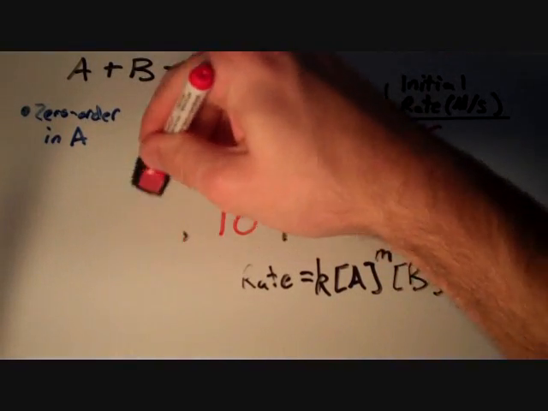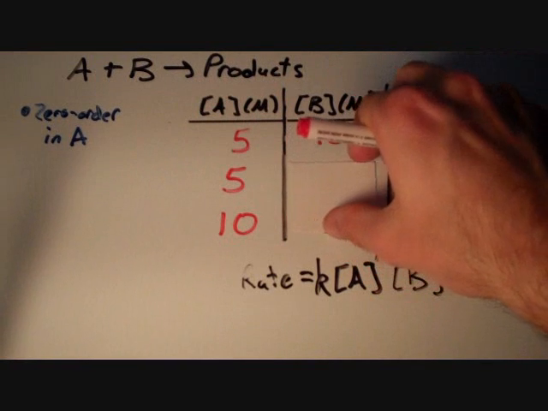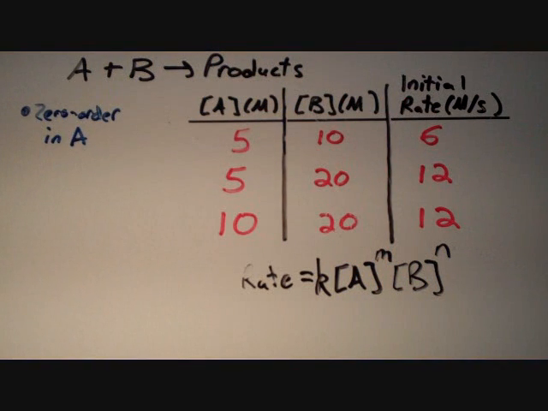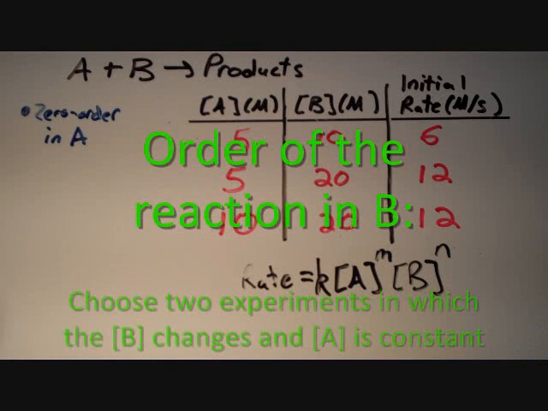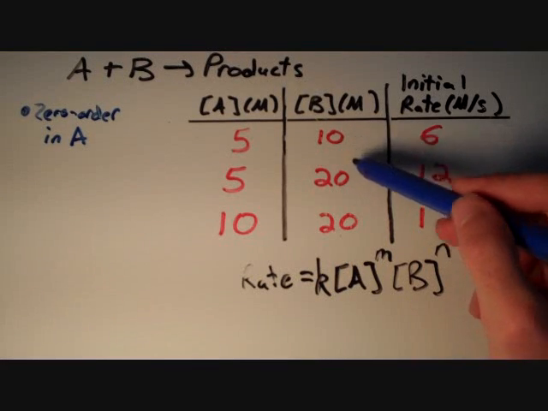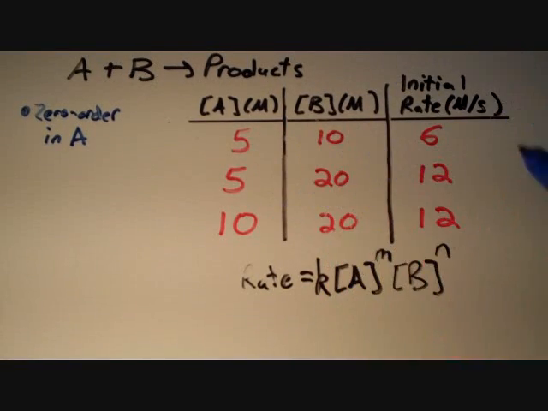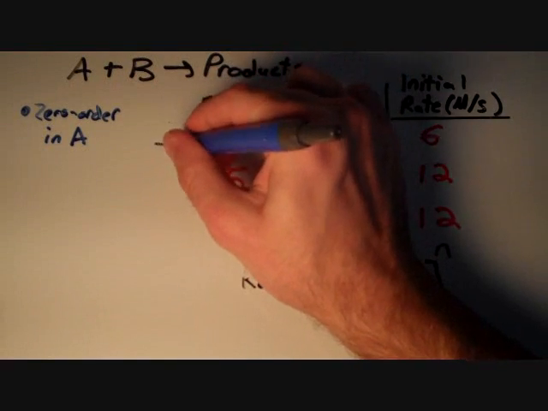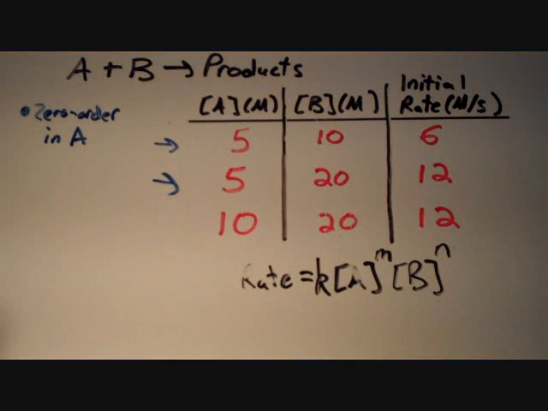Now let's turn our attention to the order with respect to B. To determine the order of the reaction in B, we're going to choose two experiments in which the concentration of B changes and the concentration of A is now constant. So we just flip-flopped it. Whatever we did for A just now, we're going to do the same thing for B. Did the first two rows work? Yes, they do. The concentration of B changes, it doubles from 10 to 20, and the concentration of A is constant and stays fixed at 5. So I'm going to pick these two rows now to determine the order with respect to B.